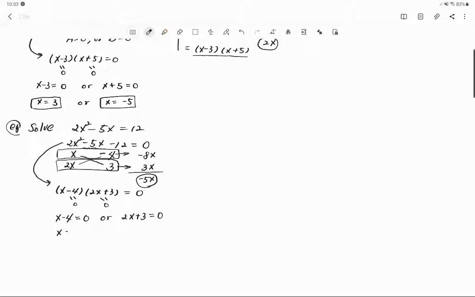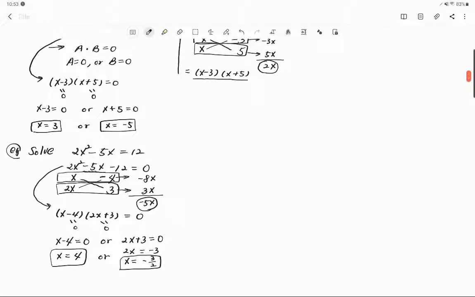Then move negative 4 to the right, then x equals 4, or in this case, move 3 to the right, and negative 3, and then divide each side by 2, so x equals negative 3 over 2. So these are the solutions of this equation. Can you see how we factor this trinomial? Good. Anyway, let's keep trying.